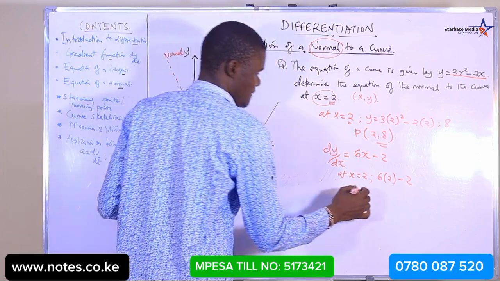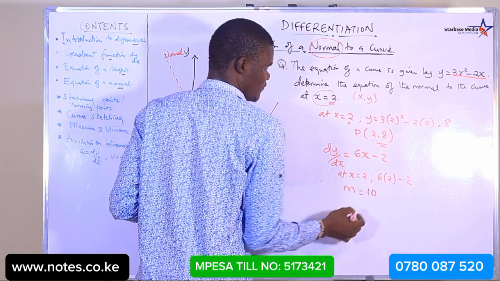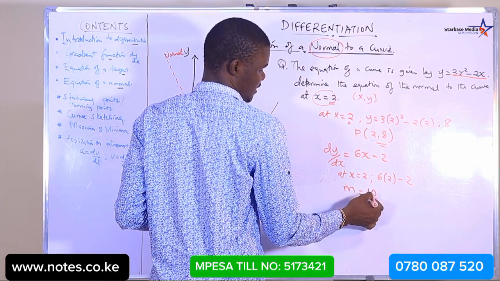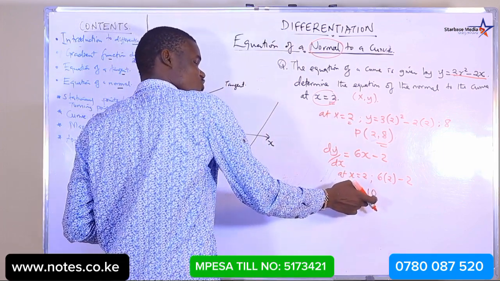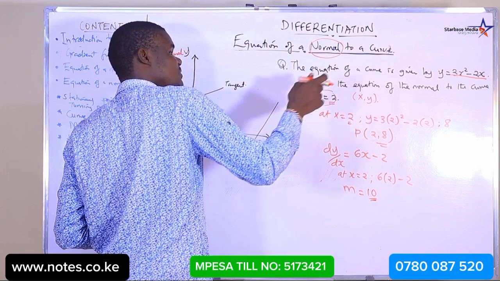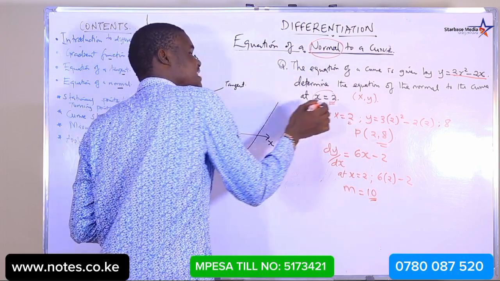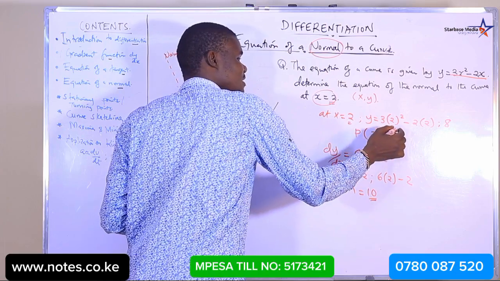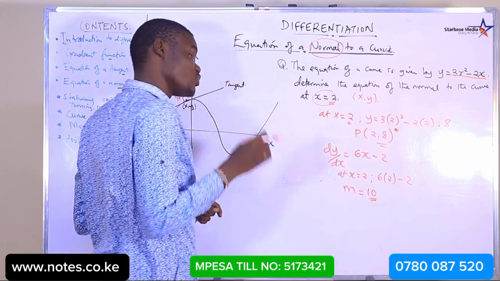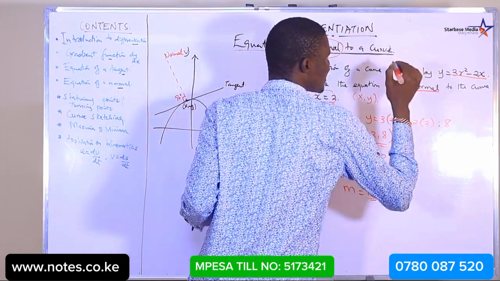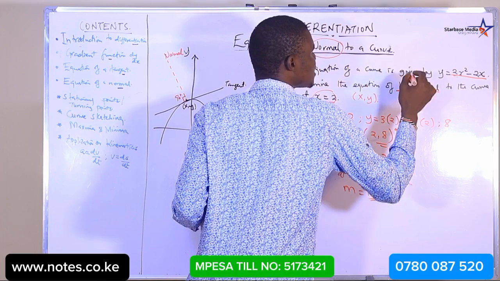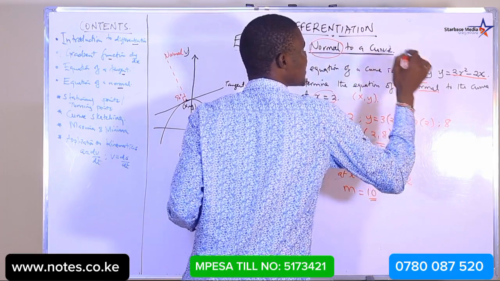Is it 10? 12 minus 2? 10. So once you get this, remember this is the equation of the tangent because it is the equation at this particular point. But you are asked for the equation of the normal. Remember the normal is perpendicular to the tangent.